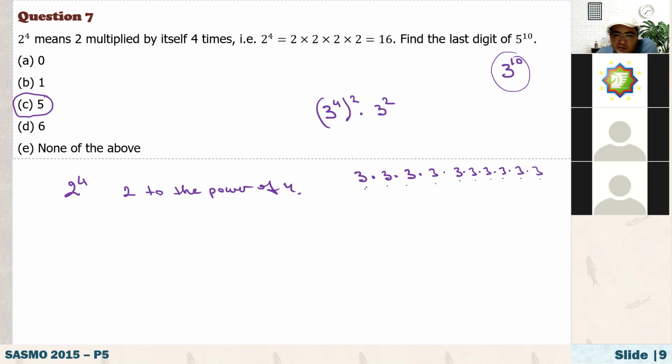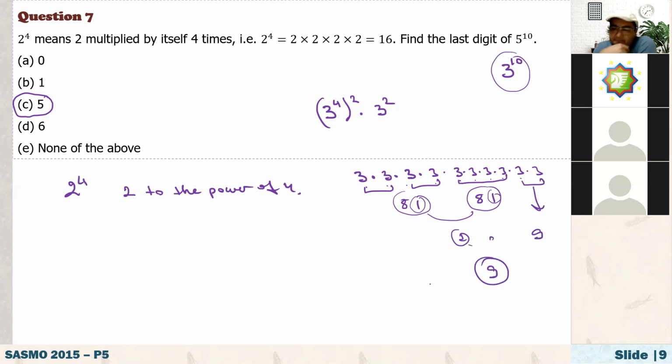Look here, 3 times 3, what is it? 9, right? And 3 times 3, 9. What is 9 times 9? 81, right? So these four 3s give 81, and the other four also give 81. If you multiply 81 by 81, what will be the last digit? Look at the last digit: 1 times 1, the last digit will be 1. And here 3 times 3, the last digit is 9. If you multiply 1 by 9, the last digit will be 9.